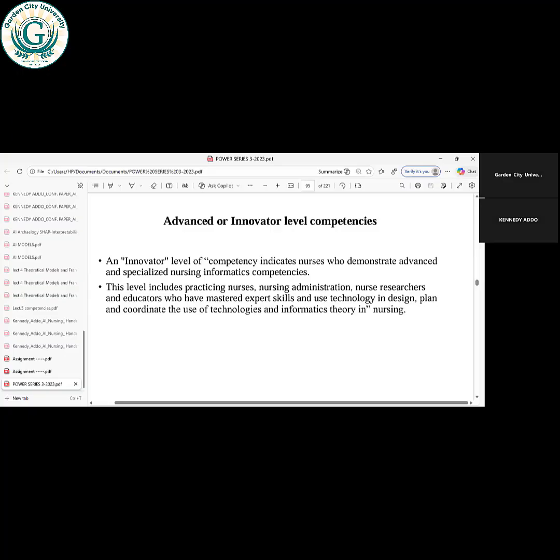This one can be matched up to expert level. Once you are advanced, it means that you should be seen to have special traits that may not be seen at the level of a beginner or intermediate. This one includes diverse areas of nursing where nurses work, and that person is considered to have mastered expert skills and uses technology in design. So in the designing and configuration of nursing information systems, once you are advanced or seen as an innovator, then you can't run away from this role.